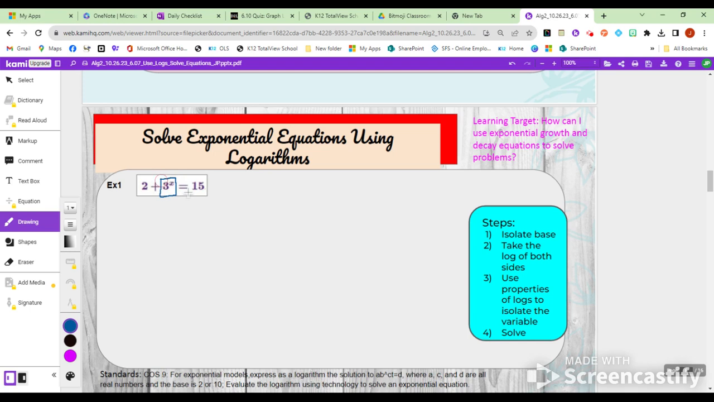So I'm going to put a box around it. That's what we're isolating. This 2 is being added, so I'm going to subtract 2 from both sides. That's going to give me 3 to the x is equal to 15 minus 2, which is 13. So that's step number 1, isolate the base. Step number 2, as long as my base is not the letter e, I am always going to use log, common logs. If my base is e, then I'm going to use ln, natural logs. So my base is not e, it's 3.